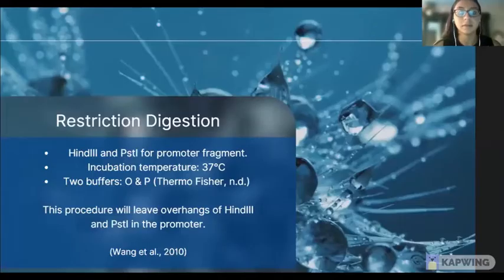The next step is the restriction digestion. According to the protocol of Wang et al. in 2010, for the obtaining of the whole NIA1 fragment, they use the enzymes HindIII and PstI to achieve the overhangs in the promoter. These enzymes work at 37 degrees Celsius, so at this temperature it is going to be incubated and digested. It's also necessary to use buffers O and P from Thermo Fisher to guarantee optimal conditions and stability.